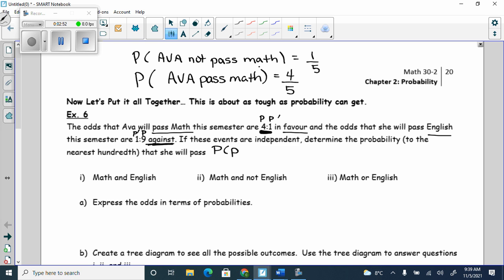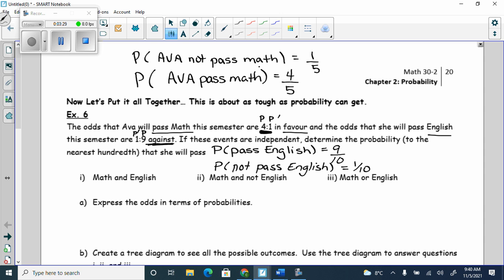Probability she passes English is what? What's the probability she passes English? Which one's passing? 9 out of 10, because odds add up to the total. And what's the probability she does not pass English? What would it be? 1 out of 10.